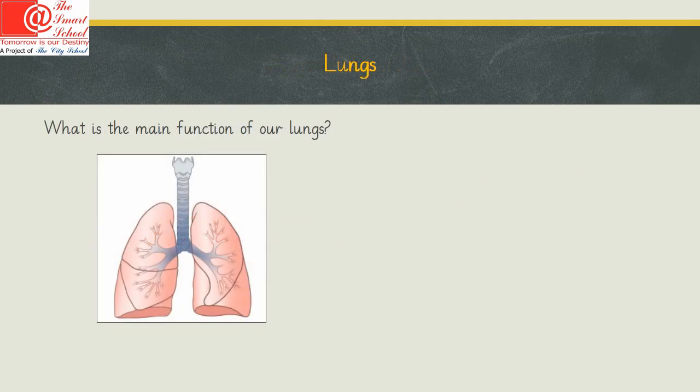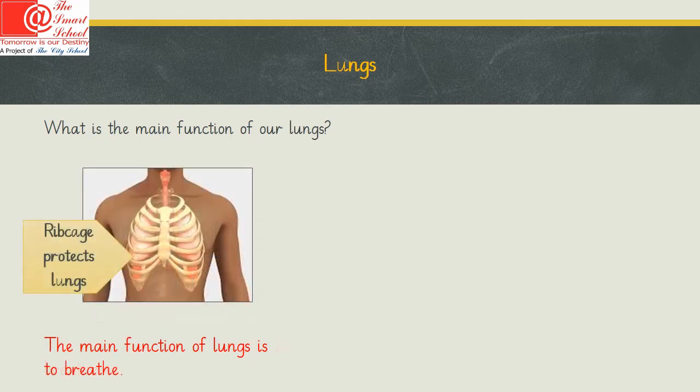What is the main function of our lungs? The main function of the lungs is to help us breathe. Our lungs are protected by the rib cage. These are special bones which protect our internal organs, including the lungs.